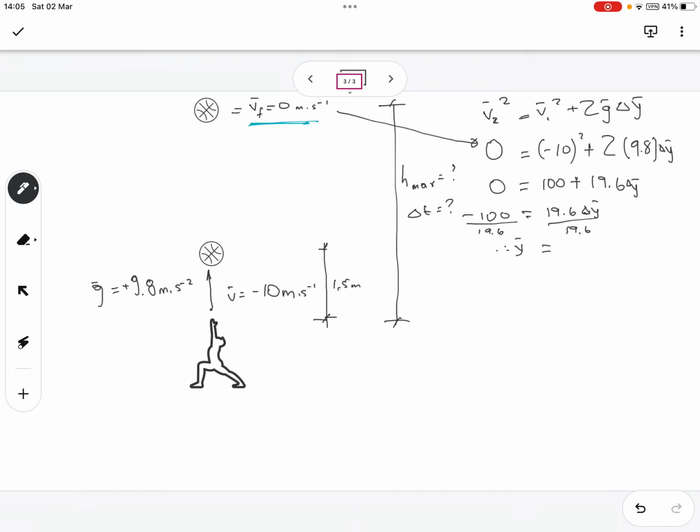Then if you divide right through by 19.6, you get negative 5.102 meters. What that tells you is that since we started by assuming that going upwards is negative, the ball has to travel negative 5 meters above, and that's the maximum height it reaches. So it reaches a height of 5.102 meters above the point at which it is thrown from the person throwing it.